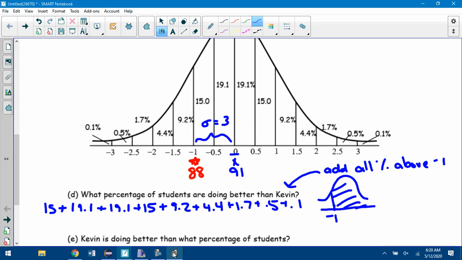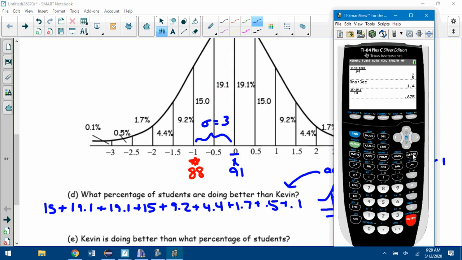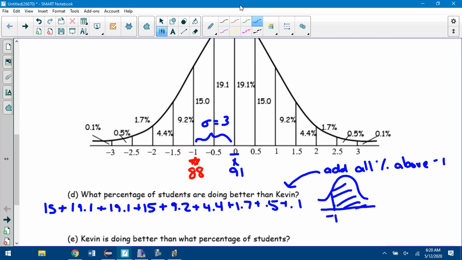All right, so maybe slightly tedious, but we can type that all in the calculator. So 15 plus 19.1 plus 19.1 plus 15 plus 9.2 plus 4.4 plus 1.7 plus 0.5 plus 0.1. I do all of that and I get 84.1%. So about 84.1% of the people are still doing better than Kevin.